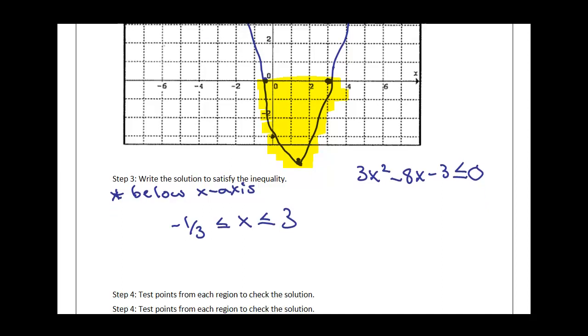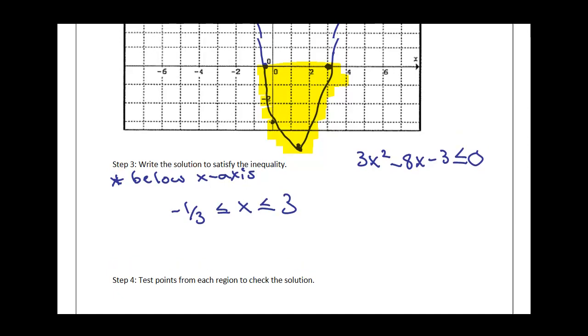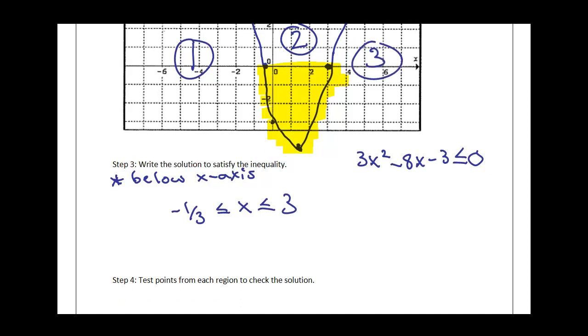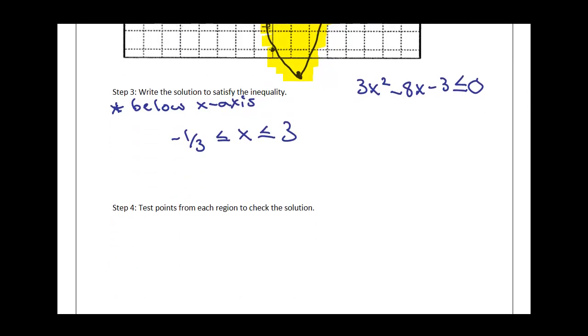But we're not quite finished. Remember, we have to check our solution by testing points. So looking at our graph here, we can see that our 3 regions we're going to test are going to be over here when it's less than negative 1/3, when it's in between our negative 1/3 and 3, and when it's going to be greater than 3. So let's go ahead and work through that.